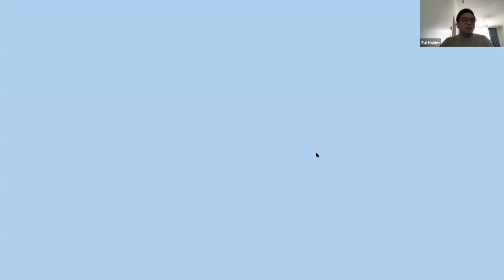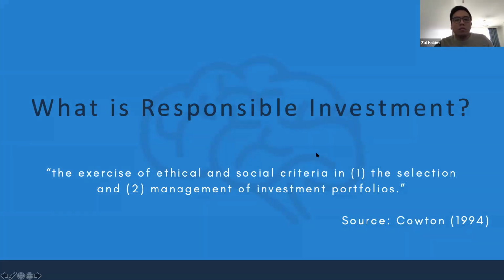Again, we differ in our definition of what is responsible investment. Currently, the definition for responsible investment also differs across different portfolios and also from different fund managers. All of them have a different definition of what is responsible investment for them. But just as a rule of thumb, we can go by this definition. Here, Cowton in his book in 1994 states that responsible investment is the exercise of ethical and social criteria. These ethical and social criteria can be faith-based, which is Islamic or Sharia and so on, in the selection and the management of investment portfolios.